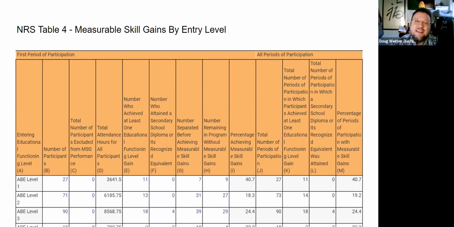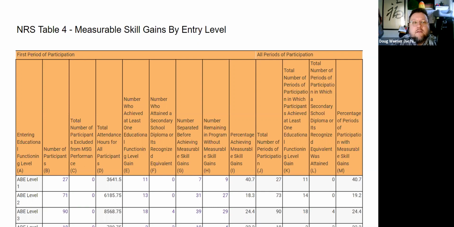But the problem is that it counts like 2 students now. So you have 2 periods, and only one of those periods of participation has a gain. So even though for that student it's like a 100% gain, for your program it's really only a 50% gain because you have 2 periods. First period, 0 gain. Second period, you have a gain. 1 out of 2 is a 50% completion.